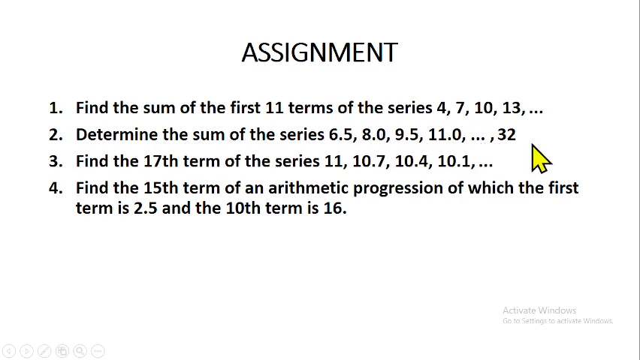Do you understand that? Here you have to find the 17th term of this sequence. You are not summing, you are only finding the 17th term. Here you have to find the 15th term of the arithmetic progression, where the first term is this and the 10th term is 16. So attempt these questions and see what you are going to get.